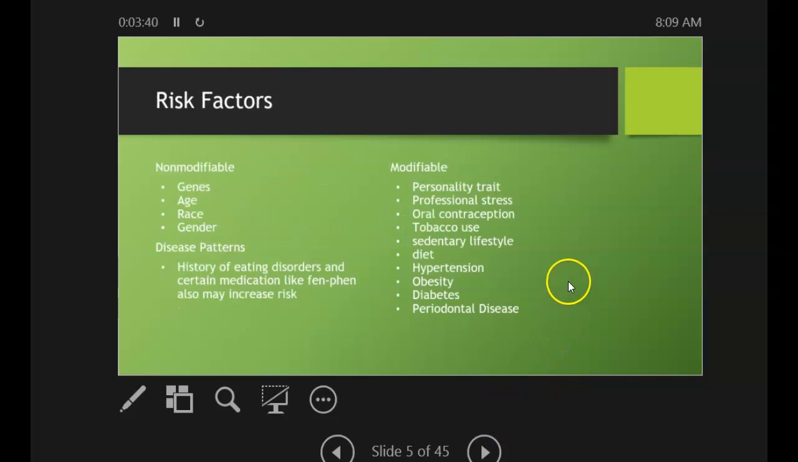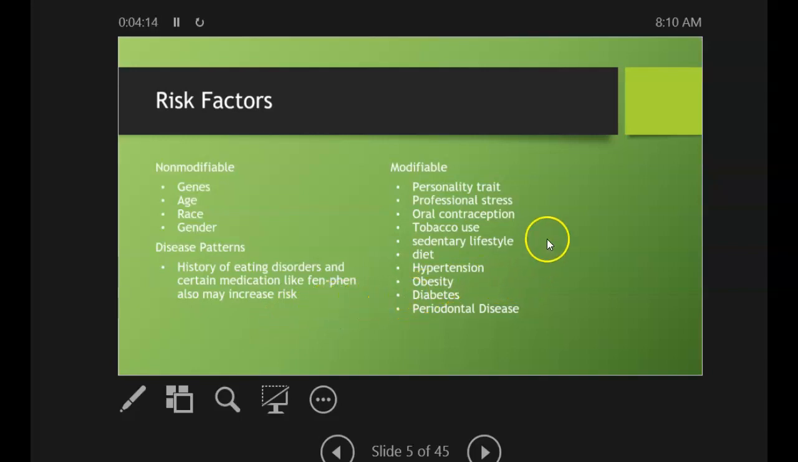When we talk about risk factors, we're talking about modifiable and non-modifiable. When we look at non-modifiable, we're looking at our genetics, our age, our race, and gender. There's another category that they call disease patterns, and that's things like a history of eating disorders, bulimia and anorexia, which could have resulted in some damage to the heart, and taking medications such as fen-phen can also have done some valvular damage.